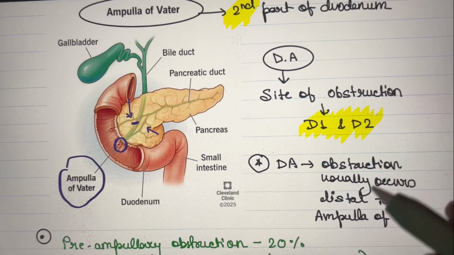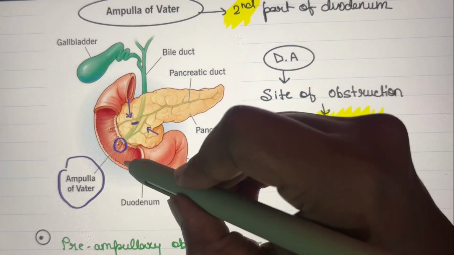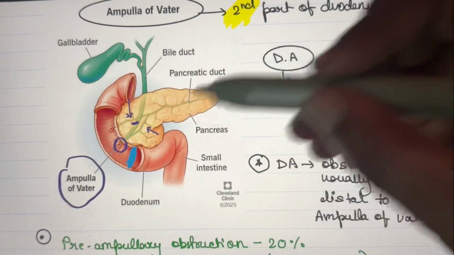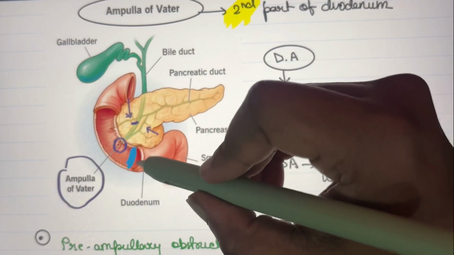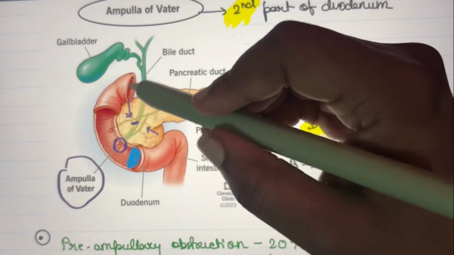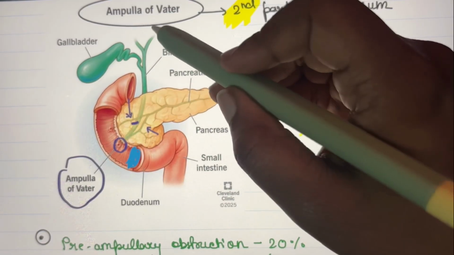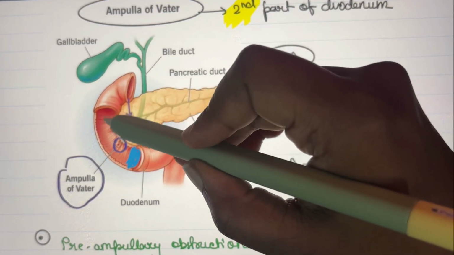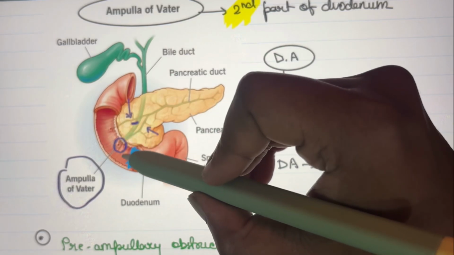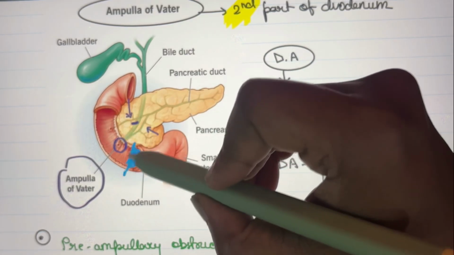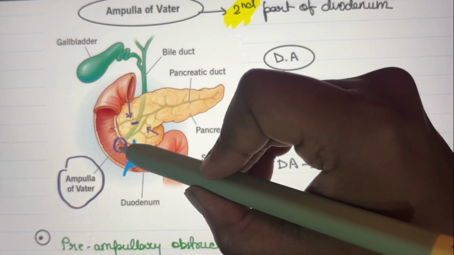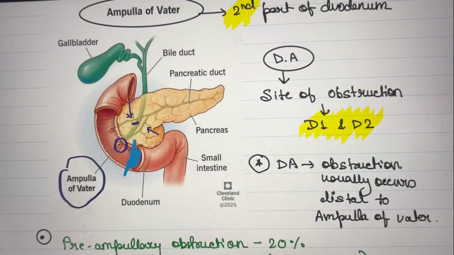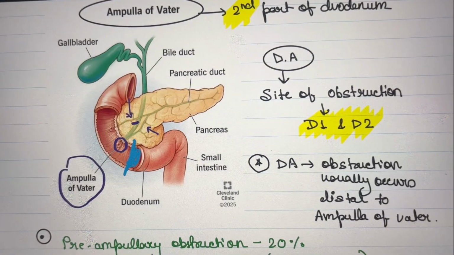Duodenal atresia obstruction generally occurs distal to the ampulla of Vater. As the obstruction is distal to the ampulla of Vater, when the infant takes food, the food reaches up to this area before the obstruction, and this gets mixed with the bile. Therefore, there is bilious vomiting in duodenal atresia.